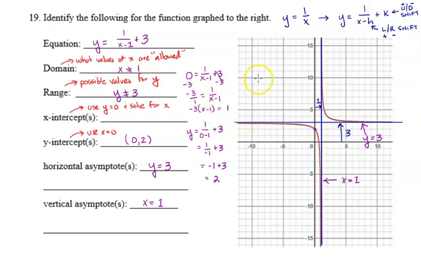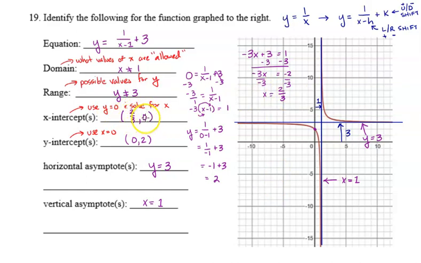I'm going to run out of space, so I'll come over here onto the graph to finish it. Next I'm going to distribute the negative 3 in. It's going to be negative 3x plus 3, because negative 3 times negative 1 gives me plus 3, equals the 1 that's still over on the right. Then I'm going to subtract 3 from both sides. Negative 3x equals negative 2. Then I'm going to divide both sides by negative 3. So x equals negative 2 divided by negative 3, which gives me positive 2/3. So my x-intercept is 2/3, comma 0.